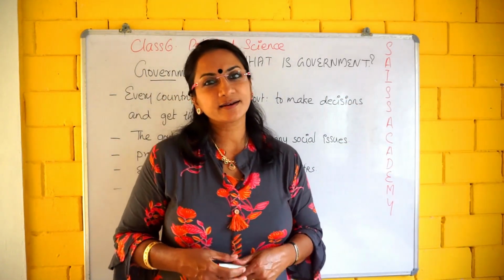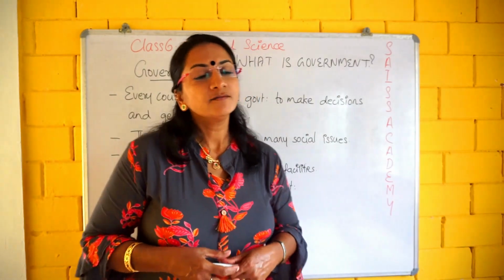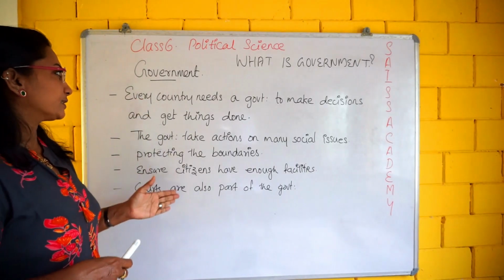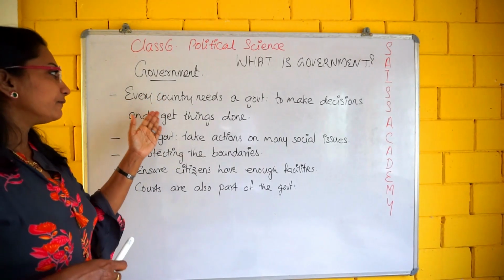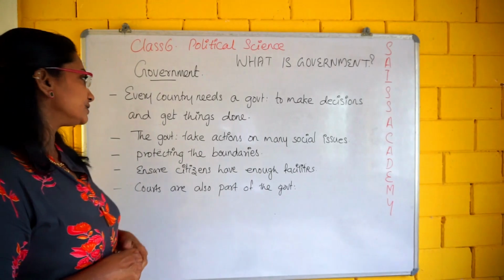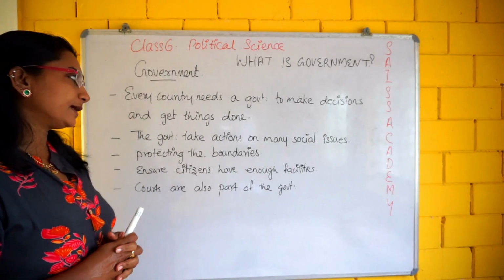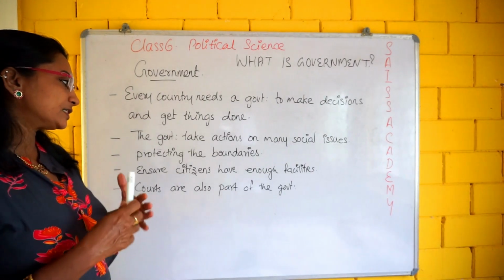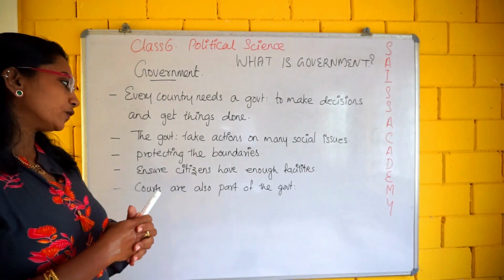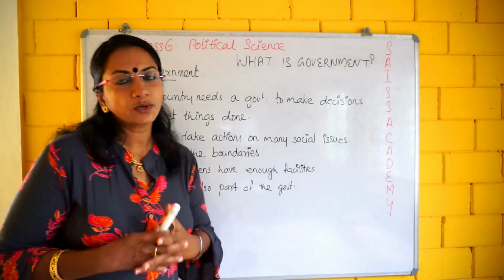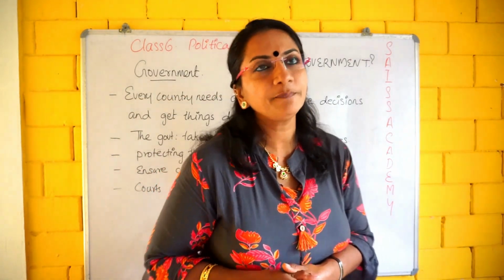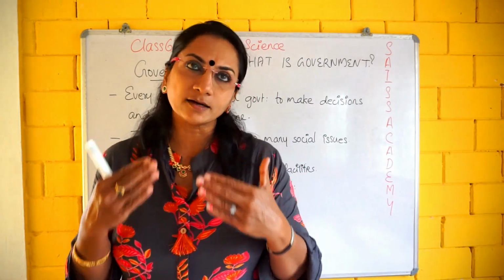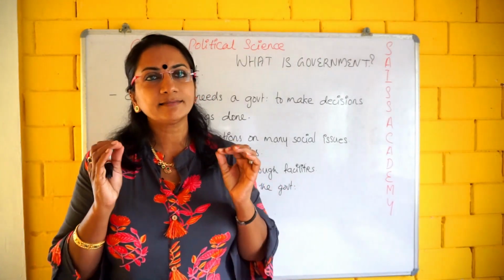Today I am going to take the Class 6 Political Science Chapter 3, What is Government? Okay, so just have a look at the points. Government: every country needs a government to make decisions and get things done. The government takes actions on many social issues. Protecting the boundaries, ensuring citizens have enough facilities. Courts are also part of the government. So I am going to discuss these points. That means every country needs a government, isn't it? The country needs a government to make decisions and get things done.